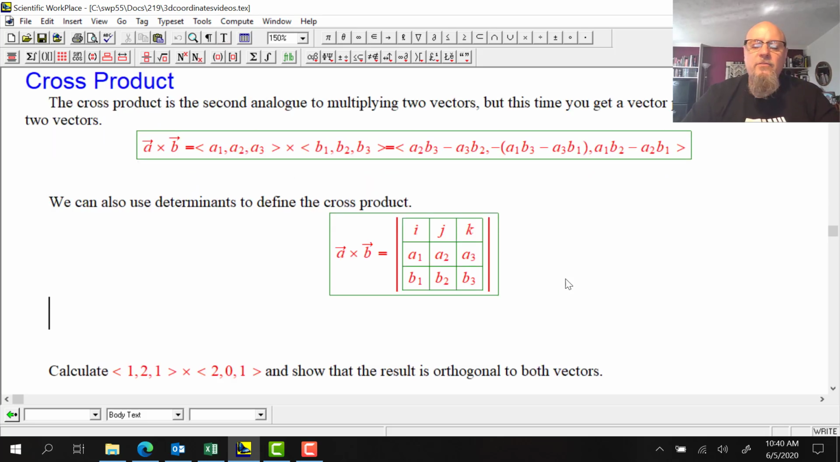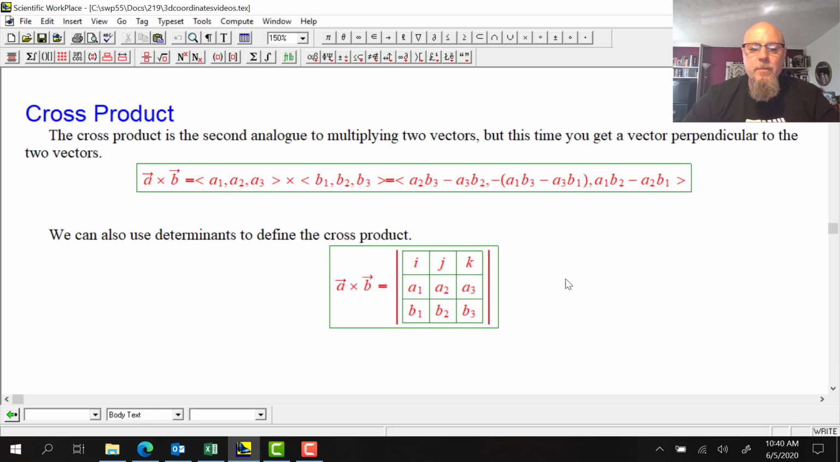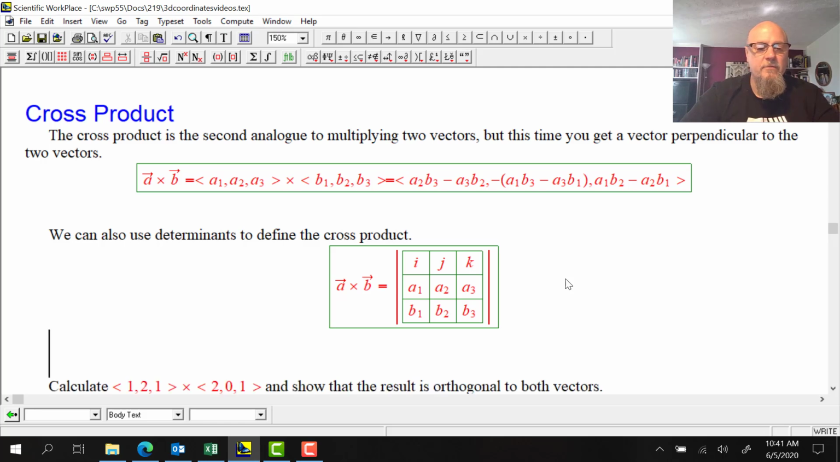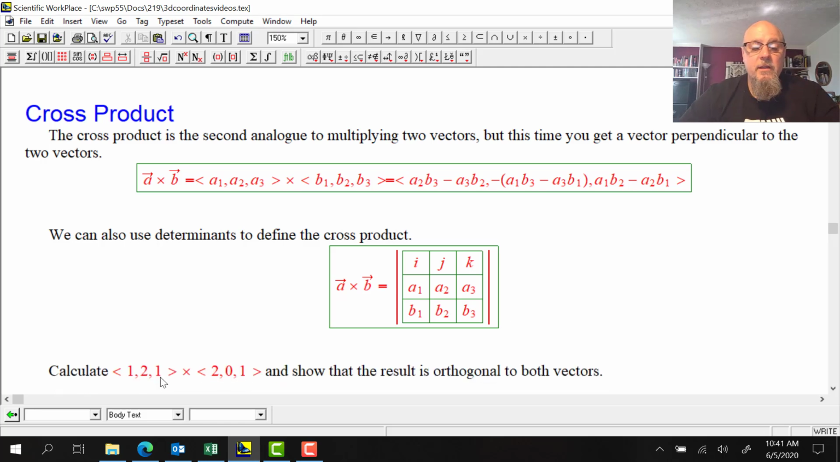Okay. What I've said so far is you get a 3D vector, and I promised that 3D vector is perpendicular to A and perpendicular to B. I haven't proven anything yet, other than just spitting out the formula. Let's look at an example first before we investigate some stuff. So I want to calculate the cross product of these two vectors: 1, 2, 1 cross 2, 0, 1.